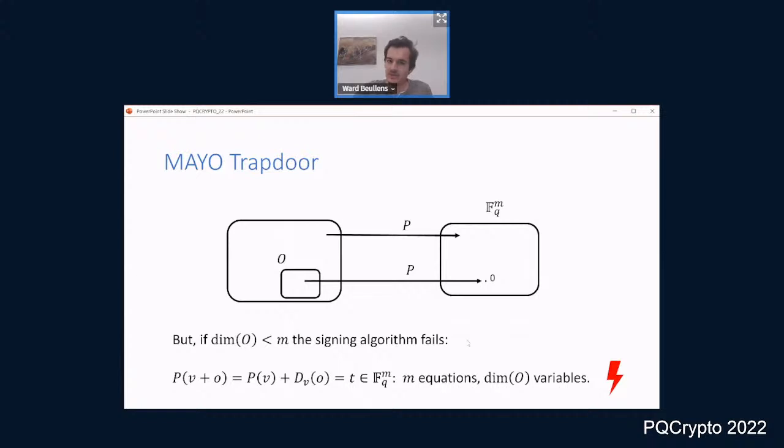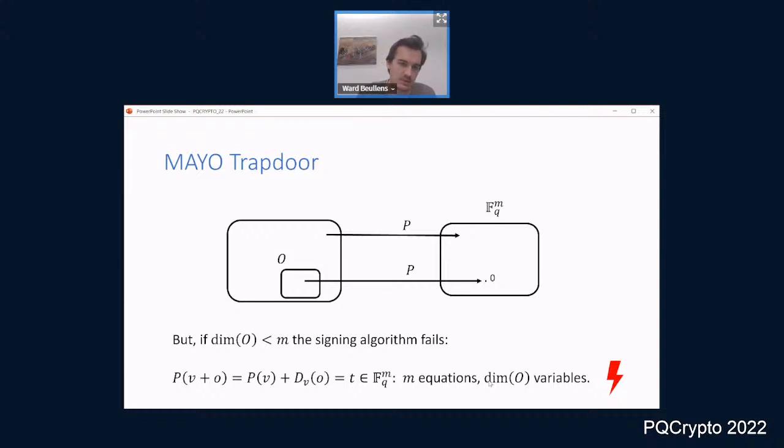But why doesn't oil and vinegar use a small O? This is because the signing algorithm fails if you try to do this, right? If you remember, the way signing works is you pick a random V and then you solve for an O, so that P of V plus O is your target. And this turns into a system of linear equations. The number of equations is m, and the degrees of freedom is the dimension of this oil space, right? So this is why in oil and vinegar we pick the dimension of the oil space to be equal to m, because if the degrees of freedom are less than the number of equations, you will with very high probability not have any solutions, so you cannot sign any messages.